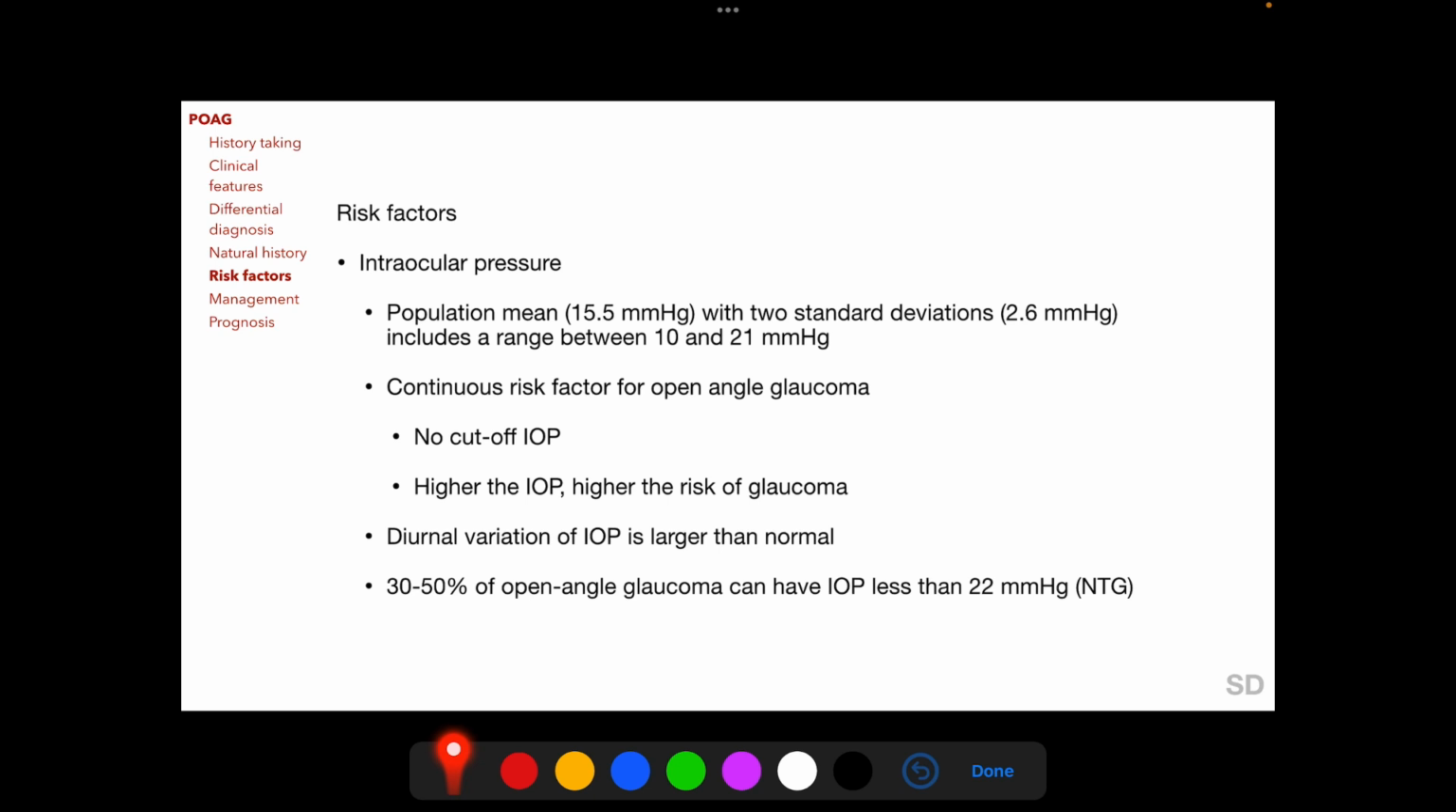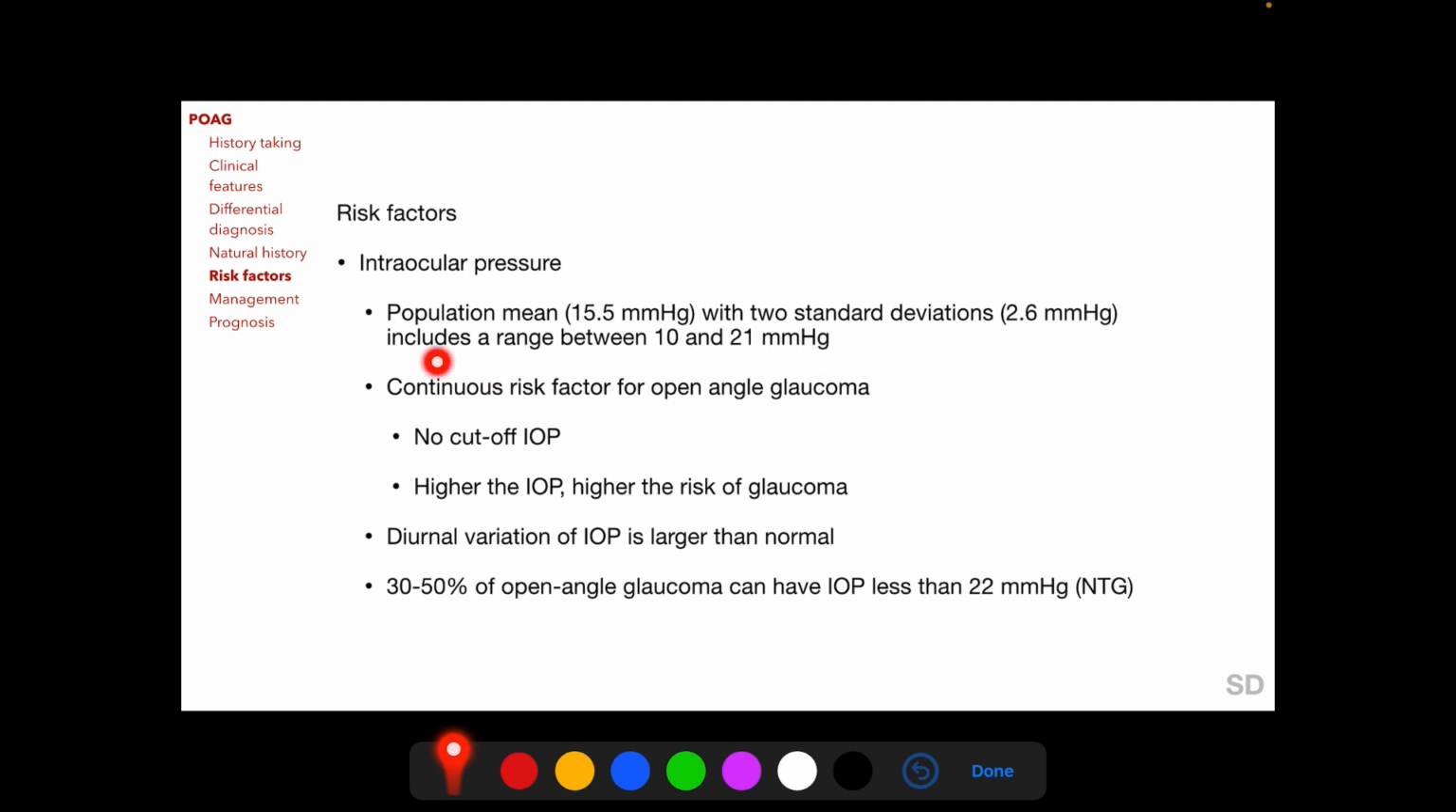We have discussed the risk factors of glaucoma in the session on epidemiology, but we will be discussing them once more in this session. The most important risk factor for glaucoma or primary open-angle glaucoma is intraocular pressure. The mean IOP of a white population has been found to be 15.5 mm of mercury with a standard deviation of 2.6 mm of mercury. So two standard deviations on either side of the mean includes a range between 10 and 21 mm of mercury.